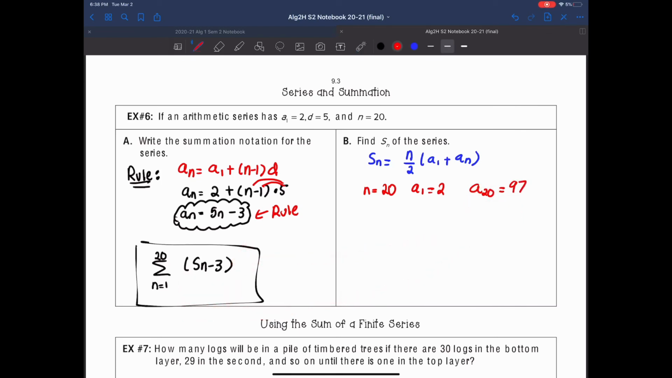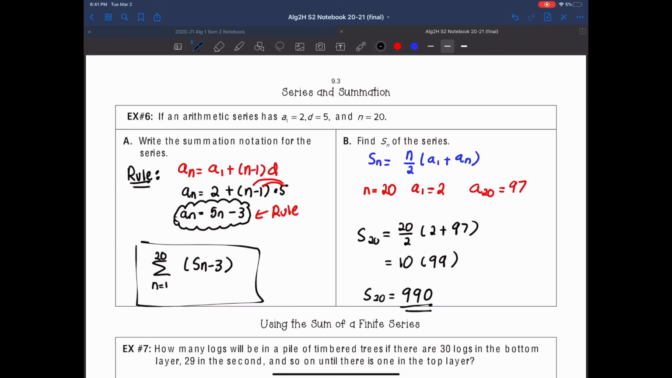So let's plug those into the formula and figure out what our sum is. The sum of this series, which actually is going to be s sub 20 because n is equal to 20, gives us n over 2, which is 20 over 2, times a sub 1, 2, plus a sub n, or the last term of the series. That gives me 97. So let's clean up those parentheses. I have 20 over 2. That gives me 10. And then 2 plus 97, that is 99. And if I take 10 and multiply it by 99, I find that the sum of the series is equal to 990. That's my final answer.